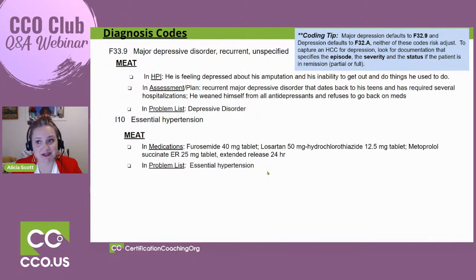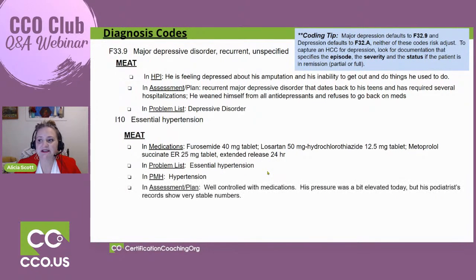The problem list, essential hypertension. The PMH, hypertension, assessment and plan, well controlled. It's a little bit elevated today, but the doctor that is seeing him for his feet said it's been pretty good.